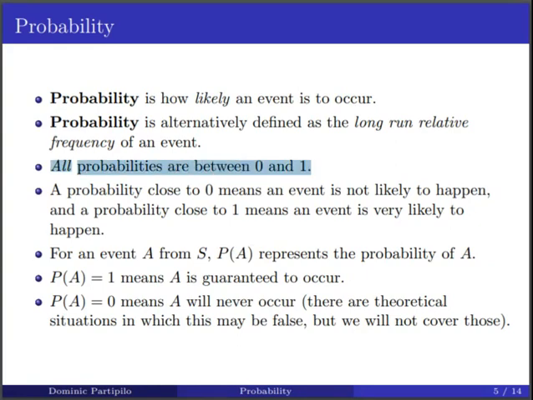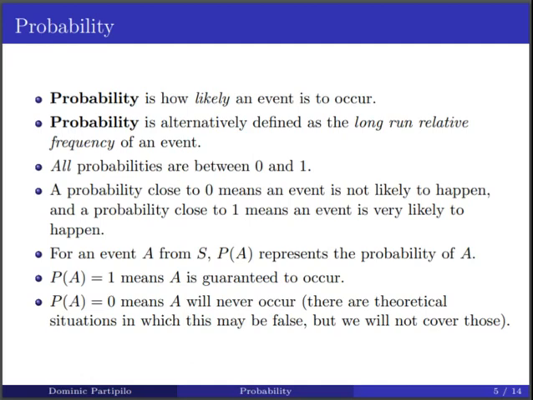All probabilities are between 0 and 1. So in the coin flipping example, the probability of heads is 0.5 and the probability of tails is 0.5. A probability close to 0 means an event is not likely to happen, and a probability close to 1 means an event is very likely to happen.